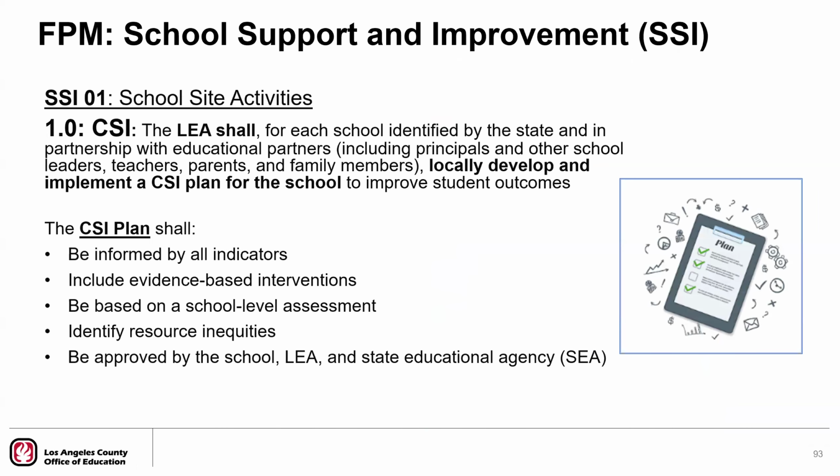So let's take a look at SSI 1, which is school site activities. This item pertains to all schools that have been identified for CSI, TSI, and ATSI. There are 6 different components to item 1. 1.0 pertains to schools in CSI, and it requires the LEA, for each CSI school, to locally develop and implement a CSI plan. It must also be done in partnership with educational partners, meaning the principal and other school leaders, teachers, parents, and family members.